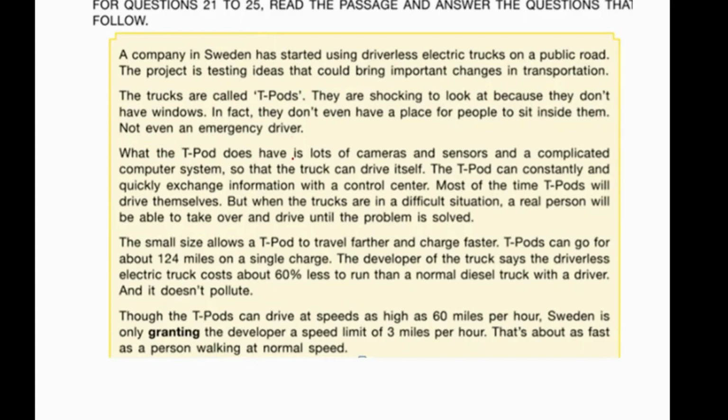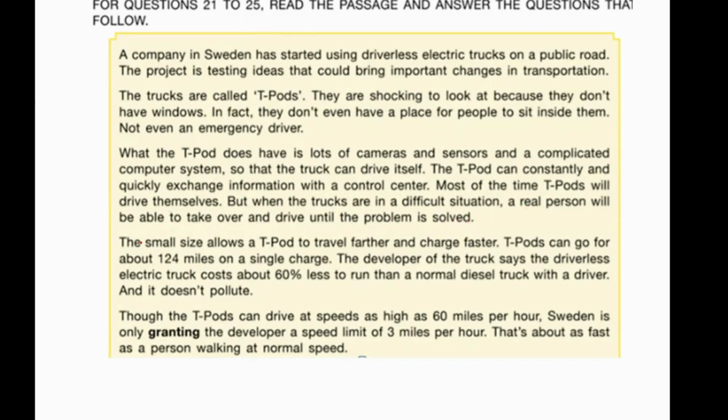What the teapot does have is lots of cameras and sensors and a complicated computer system so that the truck can drive itself. It means the computer system is controlling the truck. Okay, the teapot can constantly and quickly exchange information with a control center. Most of the time, teapots will drive themselves, but when the trucks are in a difficult situation, a real person will be able to take over and drive until the problem is solved.